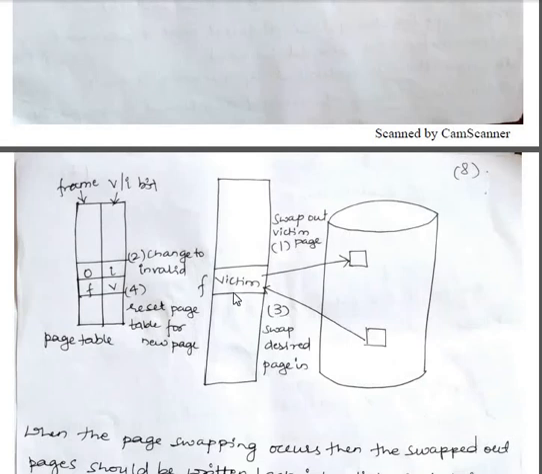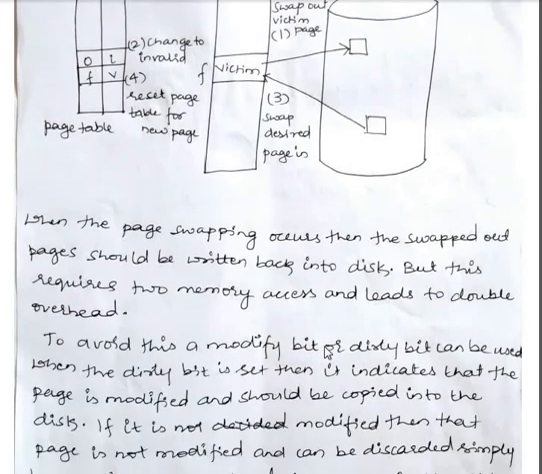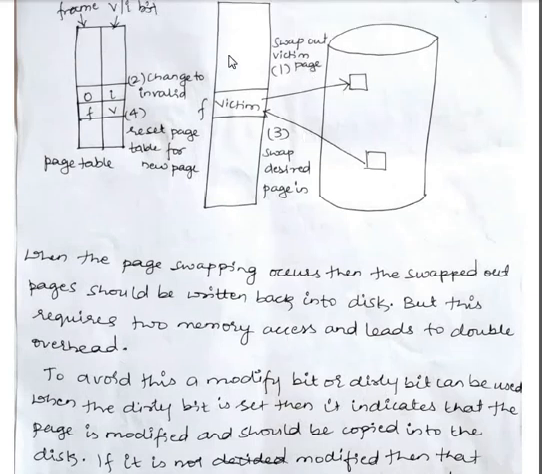To establish this mechanism, we use a bit called a modify bit or a dirty bit. Whenever a page is brought into physical memory, that page has an extra bit called the modify bit or dirty bit. If that bit is set to 1, it means that particular page has been modified, and while swapping out that page, we have to copy it back to the backing store. This is the process to be followed.